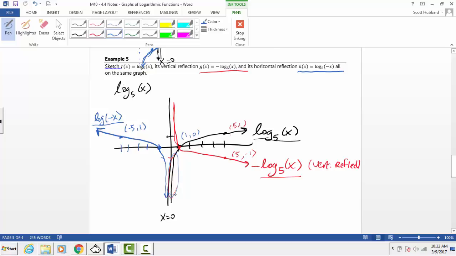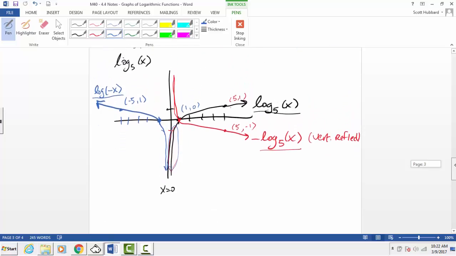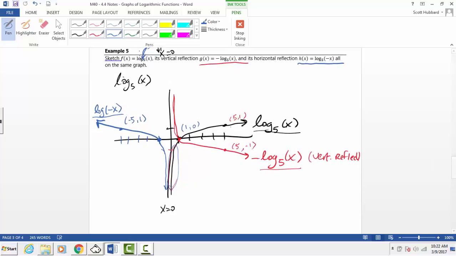Okay, and that's pretty much all I wanted to do for this section. So just talk about the general features of these graphs, and that's it. So we'll move on to the next section, and I'll post these notes on Canvas and you can start the homework. Thanks.